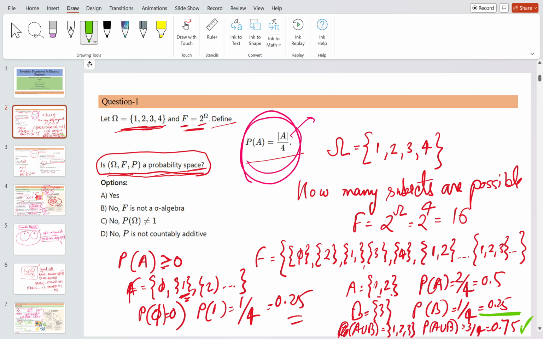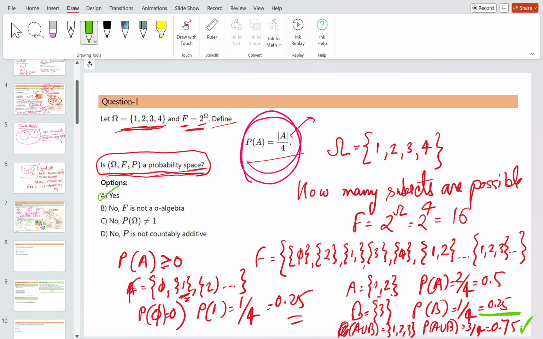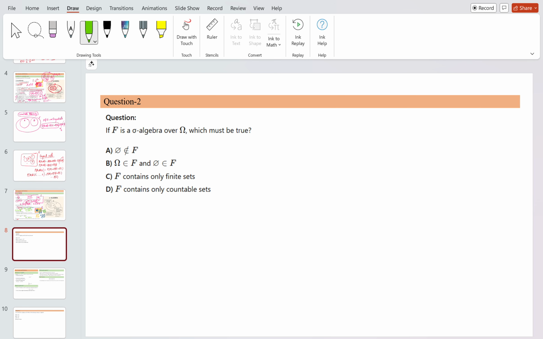So it means that it is forming a probability space, that is omega, F, P and sigma. So the correct option will be yes. It is actually forming a probability space. Let's move to the second problem. If you understood that, what is a sigma algebra? Any doubt you can ask in the chat box, or you can open your mic and let me know.